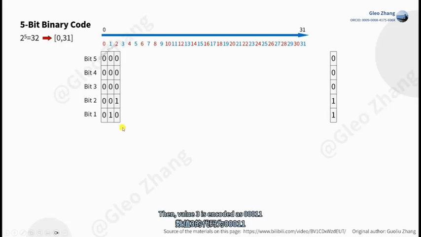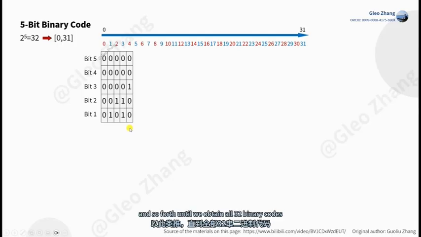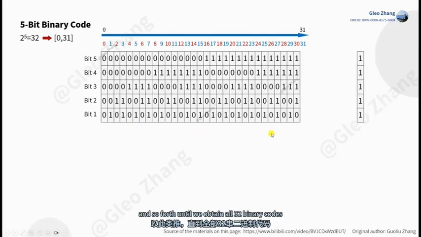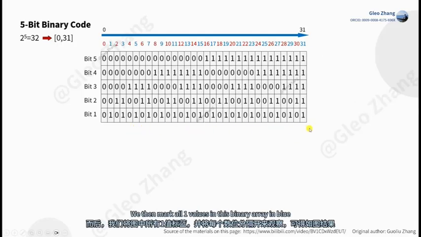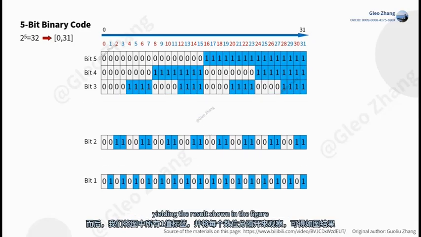Then, value 3 is encoded as 00011. And after processing, we can determine value 4 is encoded as 00100. And so forth until we obtain all 32 binary codes. We then mark all 1 values in this binary array in blue, and separate each bit for individual observation, yielding the result shown in the figure.